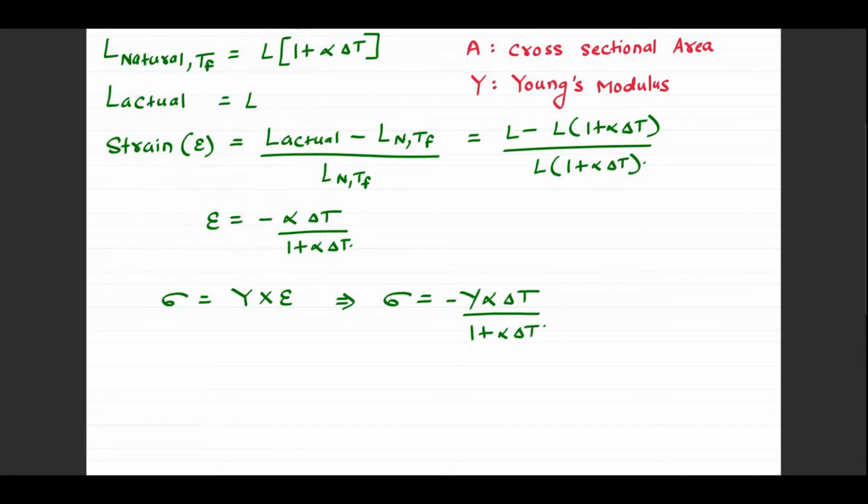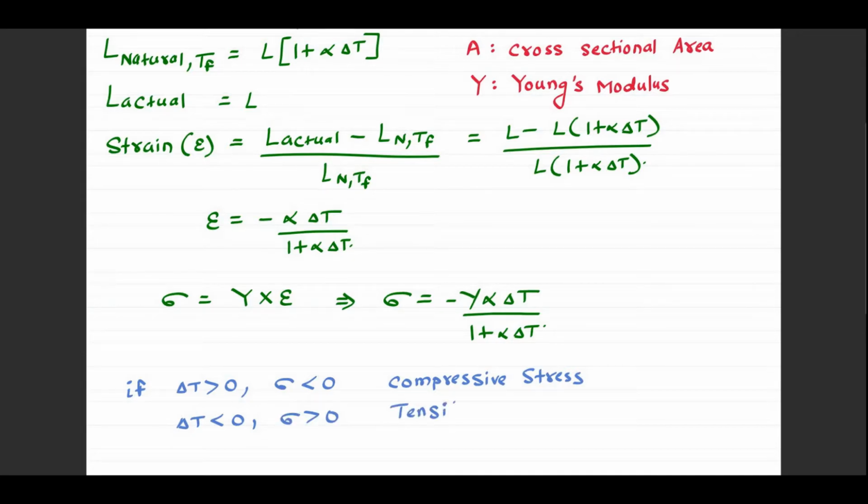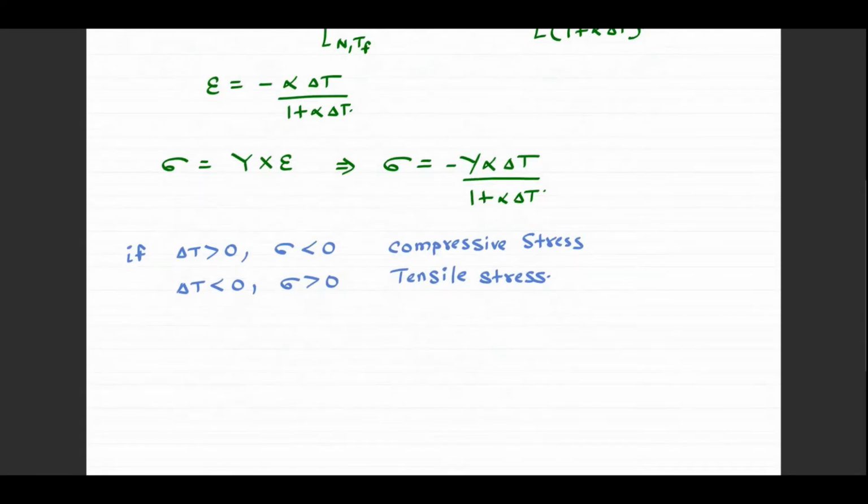Now, very important: if delta T is greater than 0, sigma will be less than 0. Hence this is compressive stress. If delta T is less than 0, sigma is greater than 0. So tensile stress. Correct?